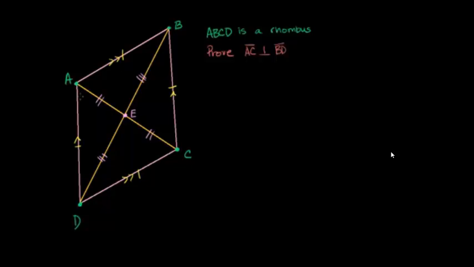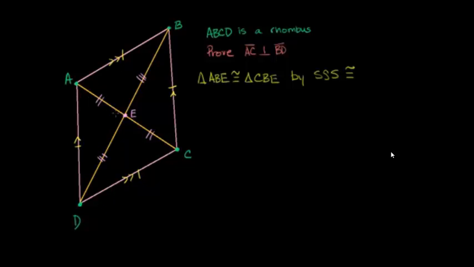So the first thing we see is we have a side, a side, and a side. A side, a side, and a side. So we can see that triangle ABE is congruent to triangle CBE. And we know that by side-side-side congruency. And then once we know that, all the corresponding angles are congruent.